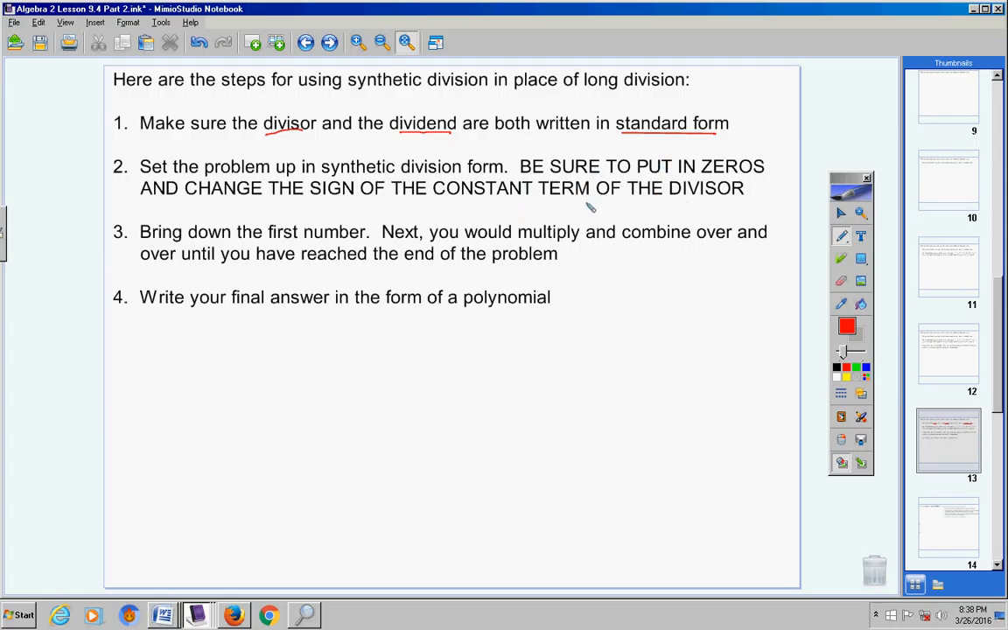Number 3, bring down the first number and then multiply and combine it over and over until you've reached the end of the problem. Number 4, write your final answer in polynomial form. Now, I'm going to pause the video, copy these down, and then we'll continue on together.